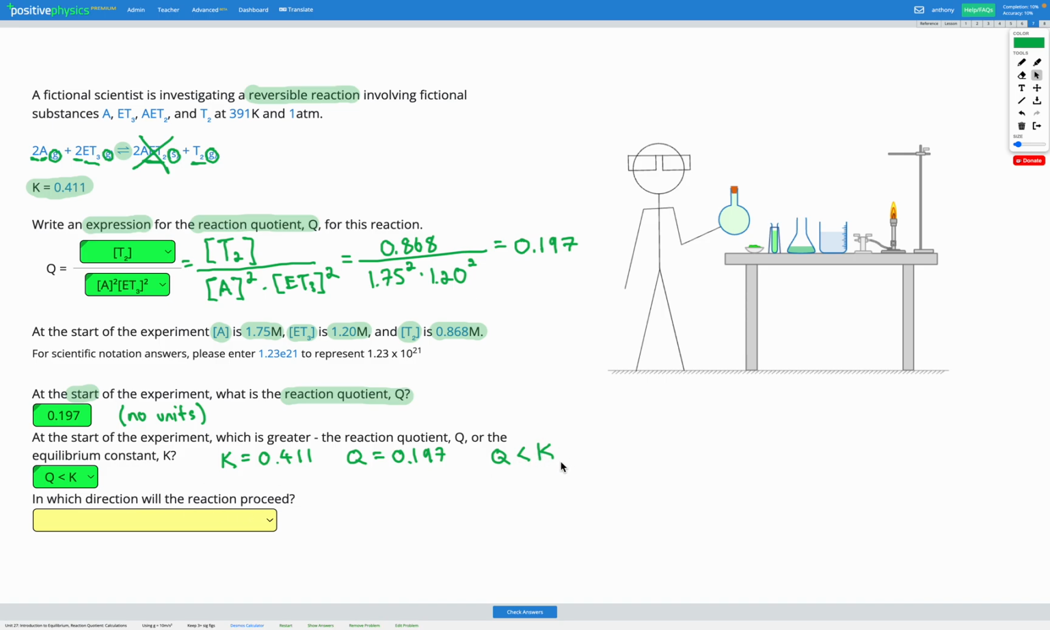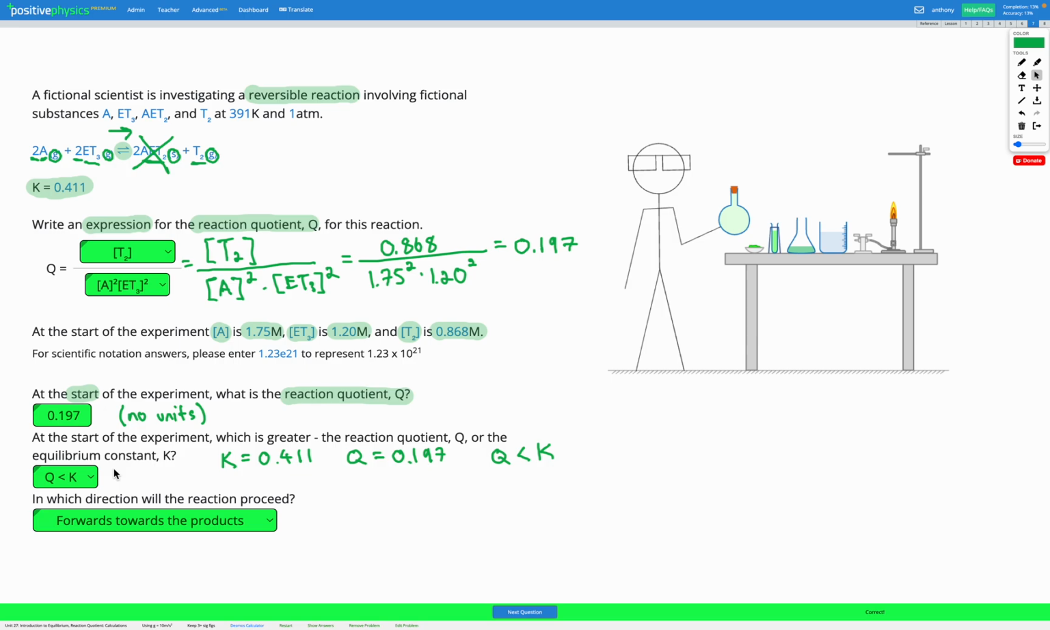If Q is less than K, we need Q to get bigger. In order for Q to get bigger, we're going to need the numerator of our reaction to get bigger and the denominator to get smaller. So we're going to need to increase our concentration of T2 and decrease our concentration of A and ET3. To do that, we need our reaction to proceed in the forwards direction so that we're converting A and ET3 into T2. That's going to make our Q bigger, and our Q is going to get bigger until it equals K, and then we'll be at equilibrium. So which direction will our reaction proceed? It's going to proceed in the forwards direction towards the products because Q is less than K.